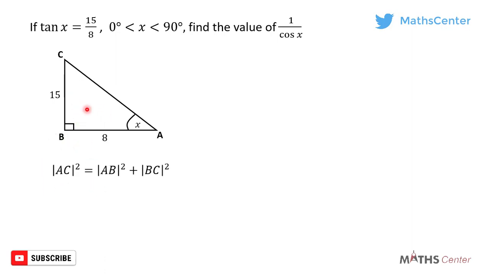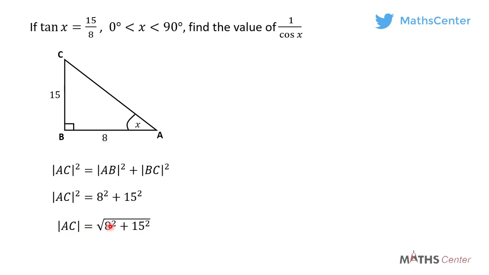From the Pythagoras theorem, we know that AC squared is equal to AB squared plus BC squared. We have AB and BC, so we will substitute them in here to get AC. This will give us AC squared is equal to 8 squared plus 15 squared. And so AC will be equal to the square root of 8 squared plus 15 squared, which will give us 17. So in this right angle triangle, AC is 17.